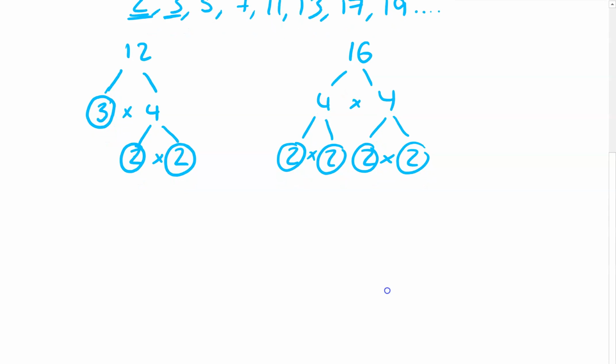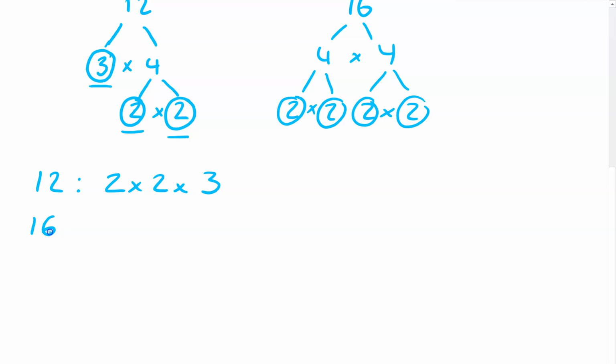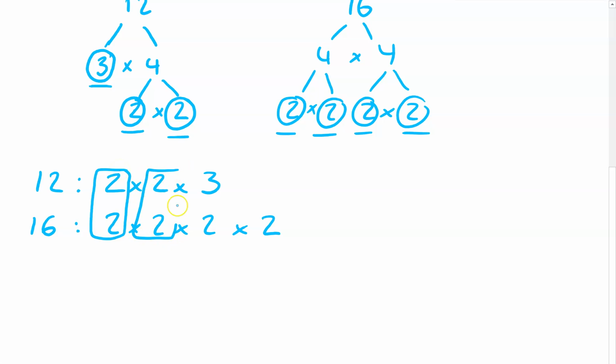Anyway, so what do we do with this? Well, for 12, I've got 2 times 2 times 3. Start with the lowest numbers and go up to the highest numbers. For 16, I've got 2 times 2 times 2 times 2. Okay, then we look at pairs. So those two 2's make a pair, they match. And those two can make a pair, they match. I can't make any more pairs because although I have a 3 in the top row, I don't have a 3 in the bottom row. Or similarly, if I've got 2's in the bottom row, I don't have any more 2's in the top row.